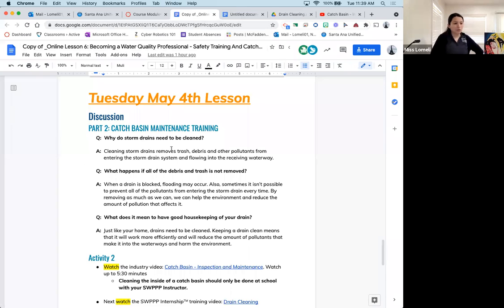So why do storm drains need to be cleaned? Cleaning storm drains removes trash, debris, and other pollutants from entering the storm drain system and flowing into the receiving waterway. What happens if all the debris and trash is not removed? When a drain is blocked, flooding may occur. Also, sometimes it isn't possible to prevent all of the pollutants from entering the storm drain every time. By removing as much as we can, we help the environment and reduce the amount of pollution that affects it.